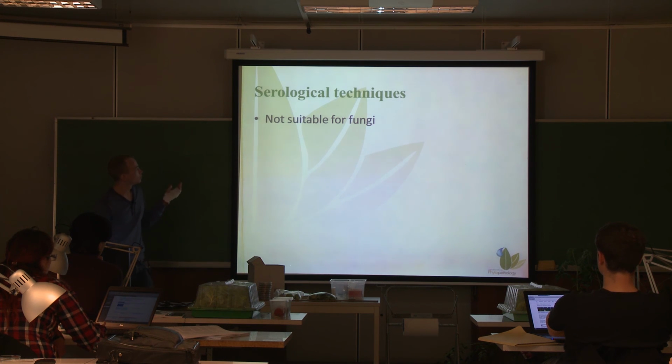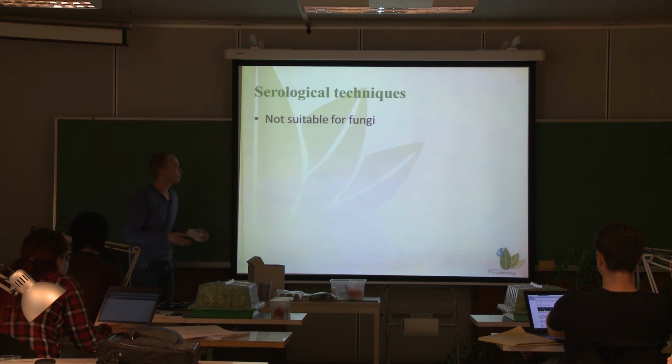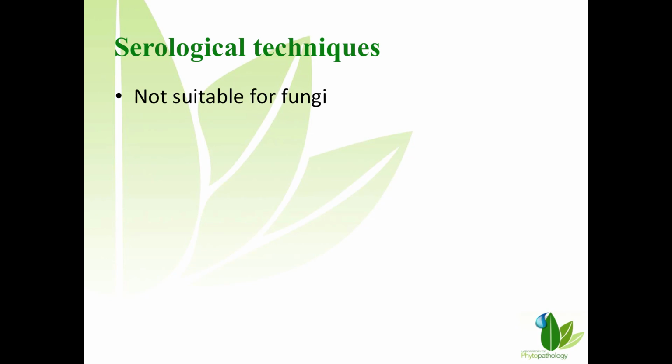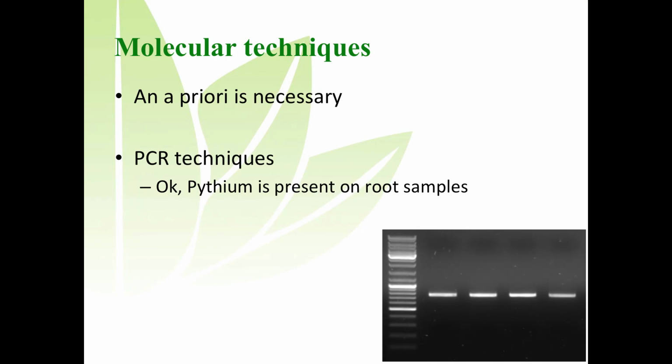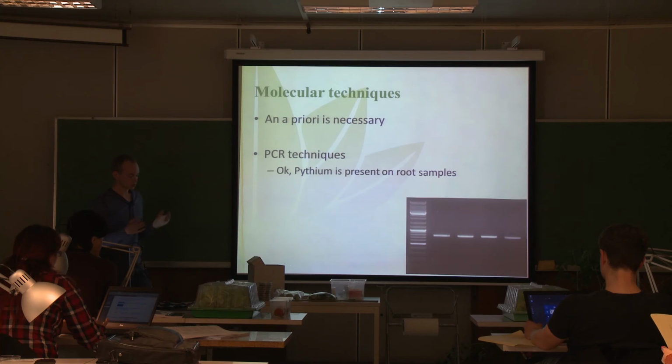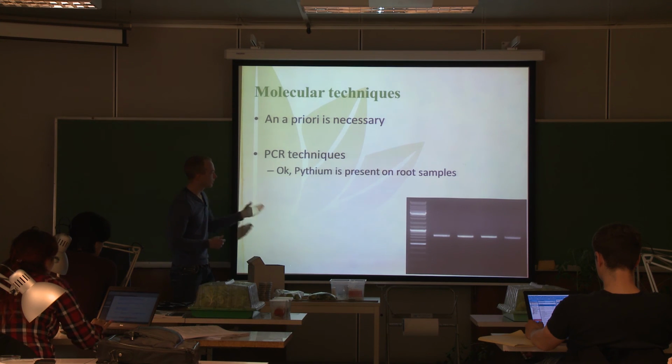If you have chosen to do serological techniques, generally we don't do that for fungi. It's preferable to do a molecular analysis. But here you need an a priori to do this analysis. So you need to choose, yes, I do a PCR for a Pythium species. And here the results are positive. So you can say, yes, there is Pythium in my wood sample.